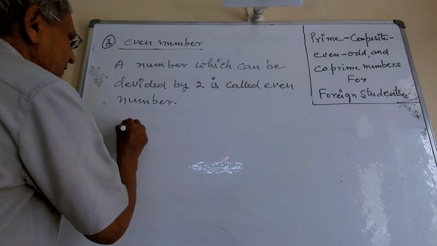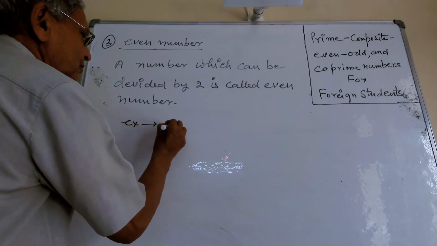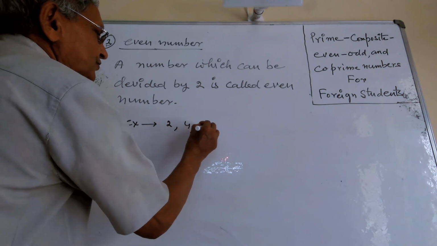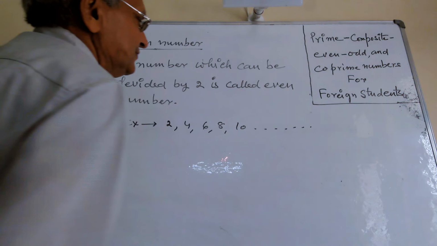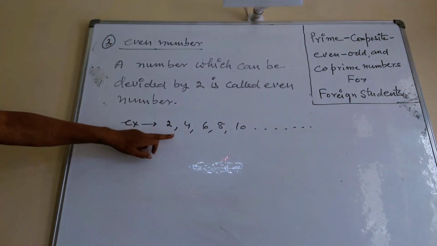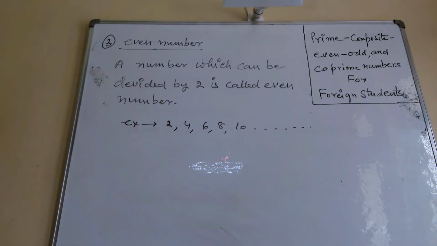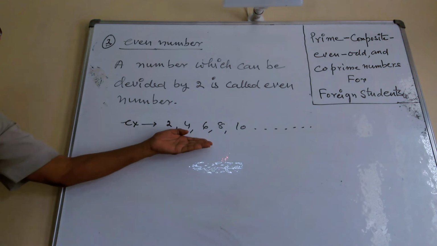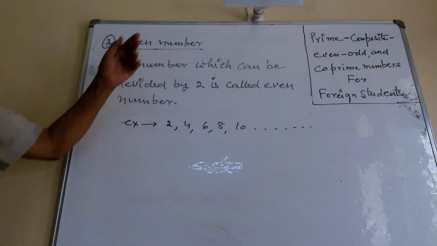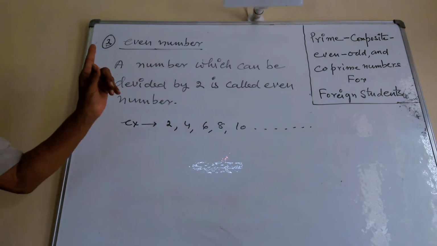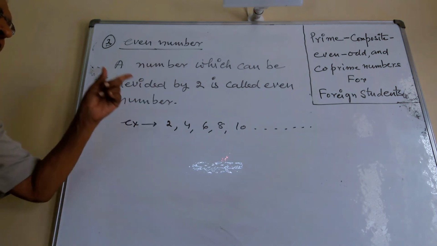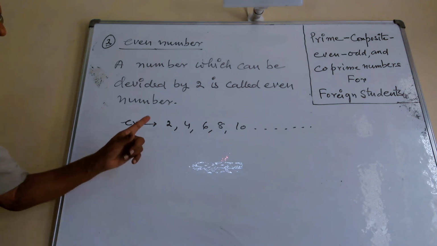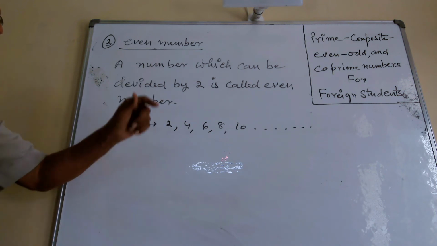The example, here you see 2, 4, 6, 8, 10. These are the even numbers because all these numbers can be divided by 2. So these are the even numbers. A number which can be divided by 2 is called even number. A number which cannot be divided by 2 is not an even number.